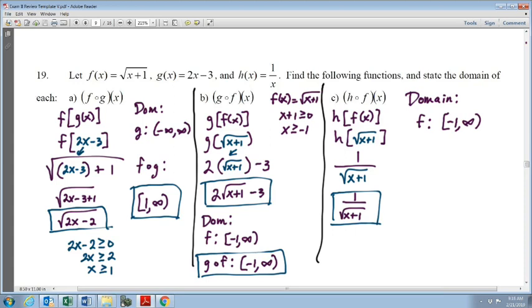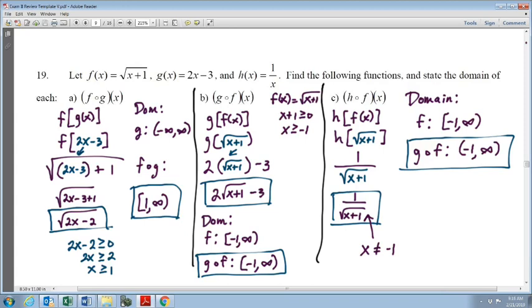So if you look at your final answer here, it might seem that it's going to be the same, but notice we have a fraction here. So the denominator can't be 0. We want to know when the square root of x plus 1 is equal to 0. Well, that's when x is negative 1. x can't be negative 1. And so for our domain, we need to include that restriction. And so we're going to get negative 1 to infinity.